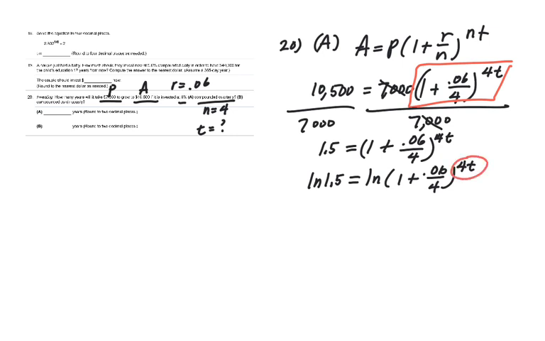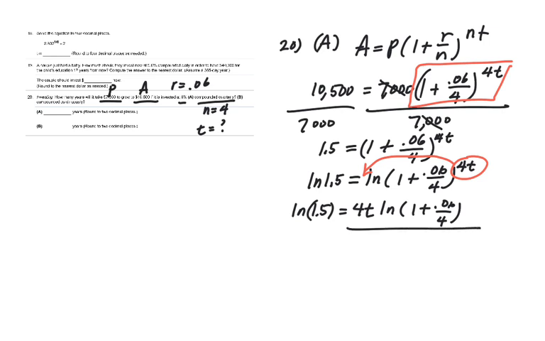So here I can take this 4t and bring it out in front and multiply it. So we have the natural log of 1.5 equals 4t times the natural log of 1 plus 0.06 divided by 4. Here, t is multiplied by 4 and the natural log of 1 plus 0.06 divided by 4, so we can divide everything multiplied to the t. If we do that on the right, we want to do the same thing on the left.